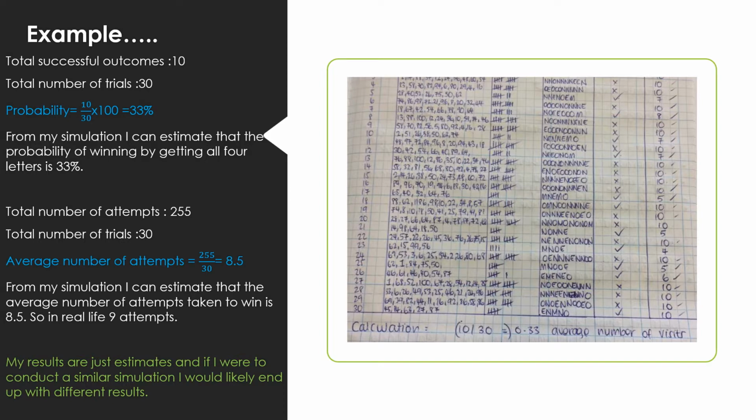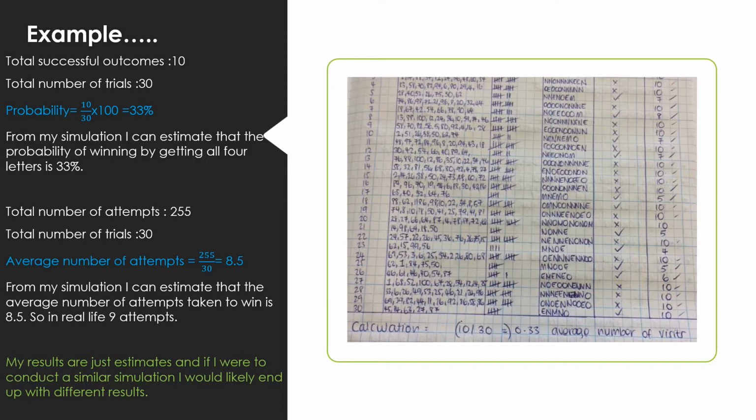Here are some ways that you might write your results down. Your total number of successful outcomes, in this case data collected from the Finding Nemo simulation, was 10 out of a total number of 30 trials. To get the probability, you go 10 divided by 30, times that by 100, which is 33%. Then we need to put that into a sentence. You might say something along the lines of, from my simulation, I can estimate that the probability of winning by getting all 4 letters is 33%. Just using the fact that it's from your simulation.